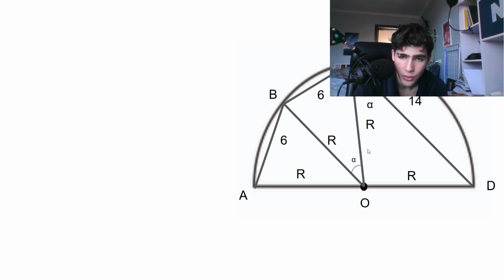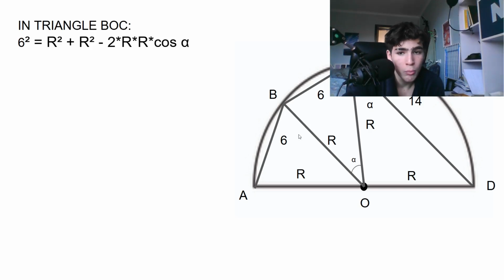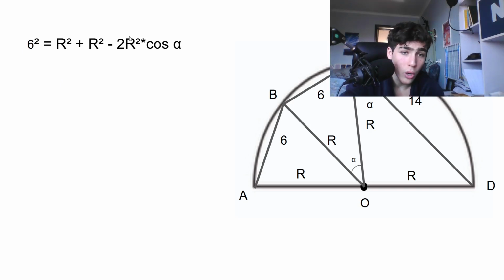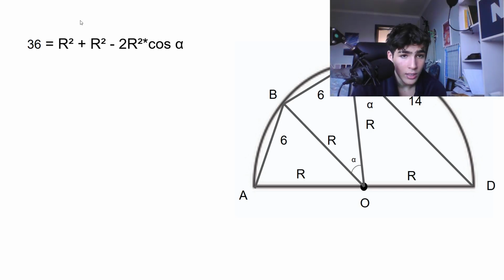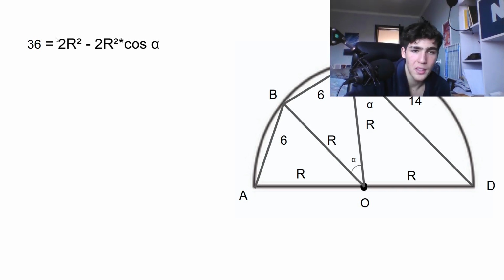Now we have this alpha and this alpha, and the law of cosines comes in. In triangle BOC, this side squared equals the adjacent side of alpha, which is r squared, plus the other adjacent side, which is r squared again, minus 2 times r times r times cosine of alpha. We can simplify this equation. First, we can multiply these two r's to get 2r squared, and make this 6 squared into 36, because 6 squared is 36. Then we can add up these r squareds, which gives us 2r squared. That's pretty good. This is the first equation we got.